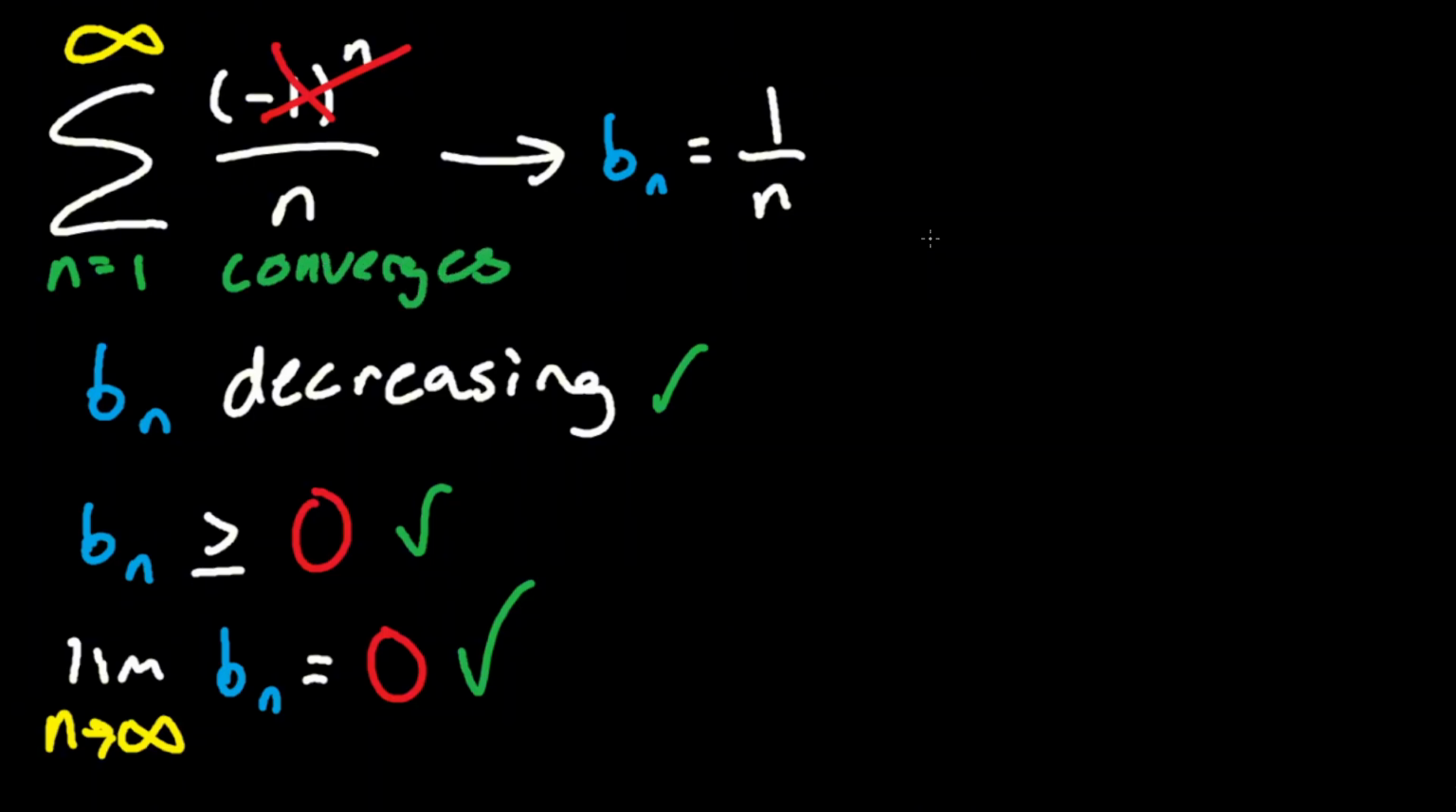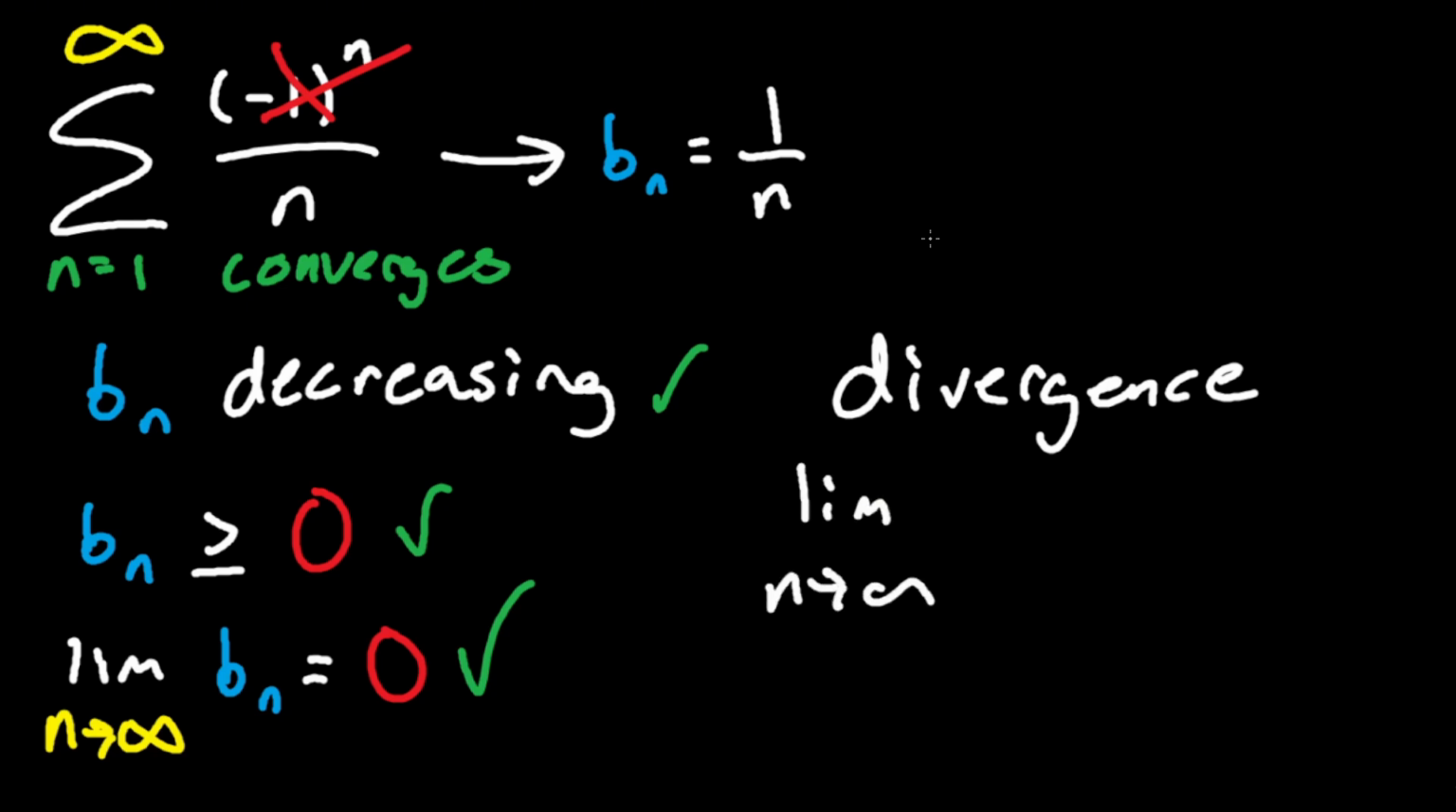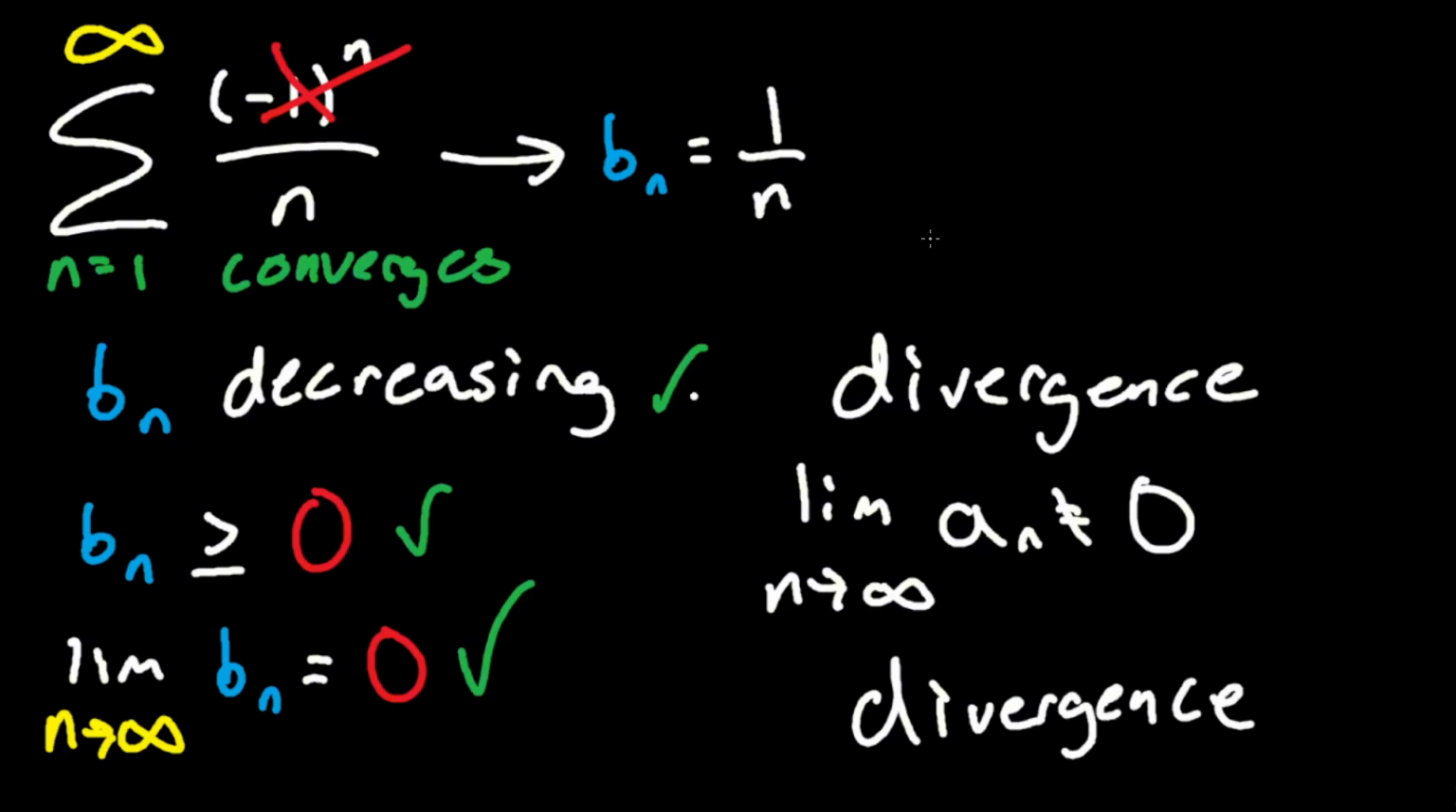Now, I'll tell you why this is weird. And this is weird because of the divergence test. Remember, in the divergence test, if the limit as n approaches infinity for your series is not equal to 0, then you determine divergence, correct? It was the first test I covered in this video.